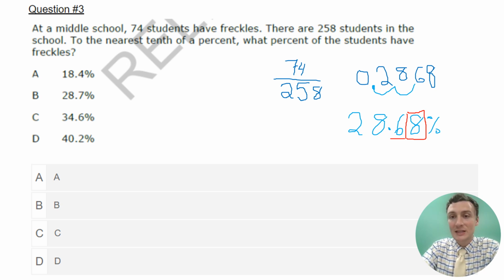If the value in the place value after the number we are rounding to is 5 or more, so here it's 8 because it's 0.68, then we raise the value of the number we're rounding to up 1. And that makes sense because 68 is a lot closer to 70 than it is to 60. So 28.6 would actually be further away than 28.7, which is why that is our answer. Awesome. Next one. Oh, B, duh.